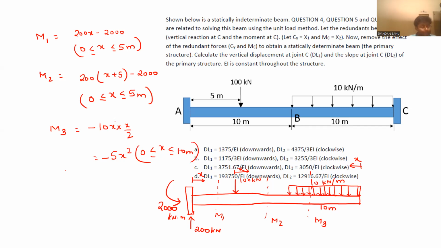Now you got M1, M2, M3. Similarly, now what you have to do? Apply the redundant as a unit. In the first structure, this CY was your redundant. So you apply CY, which is 1. Next, the moment MC, which is 1. Here it is your B, here it is M, D, M.